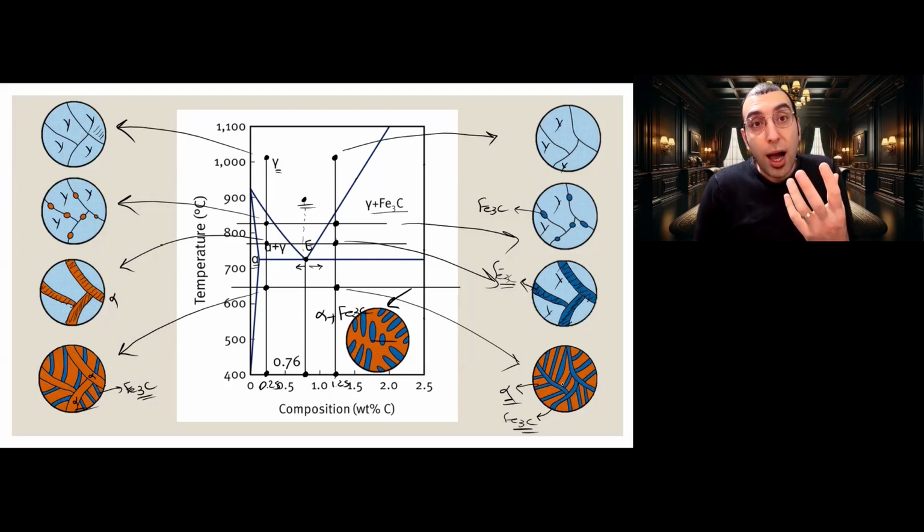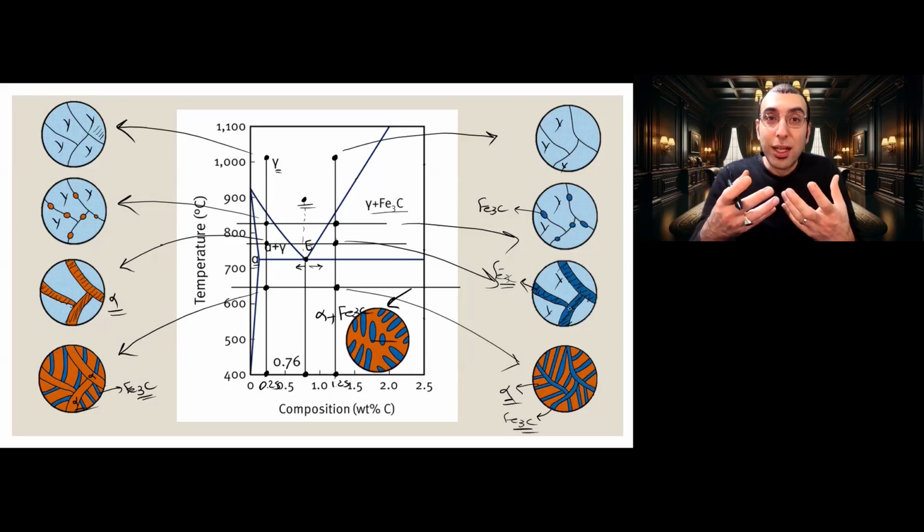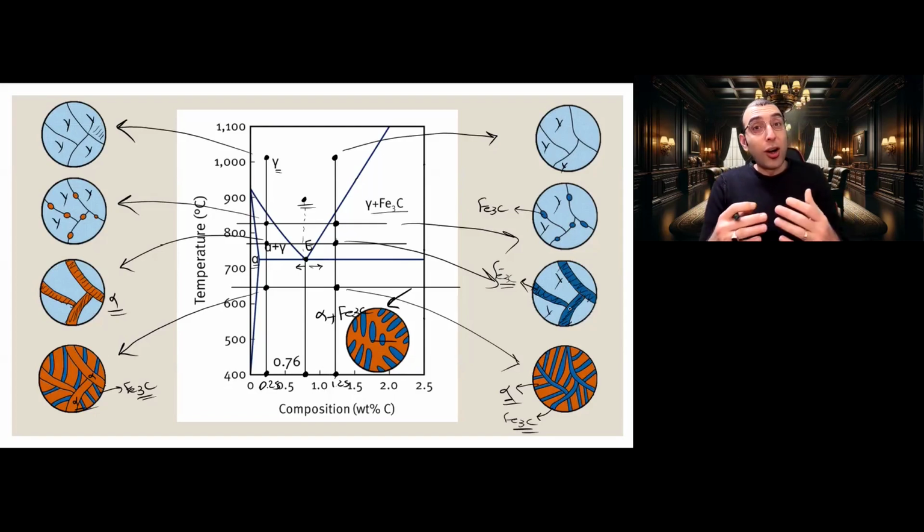Therefore, hypoeutectoid alloys, which have ferrite as their continuous phase, are much softer and malleable, much more ductile as compared to hypereutectoid alloys, which have cementite as their continuous phase. It's like they have a ceramic base material, so the general properties are determined by a ceramic-like material. So they are harder and more brittle than hypoeutectoid alloys.